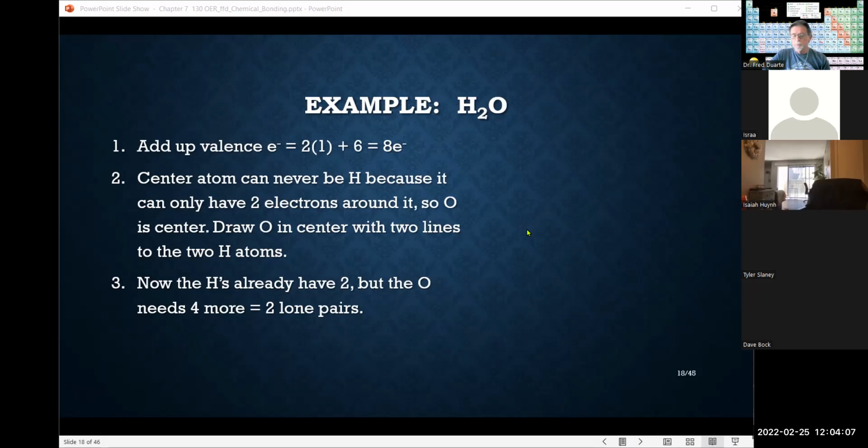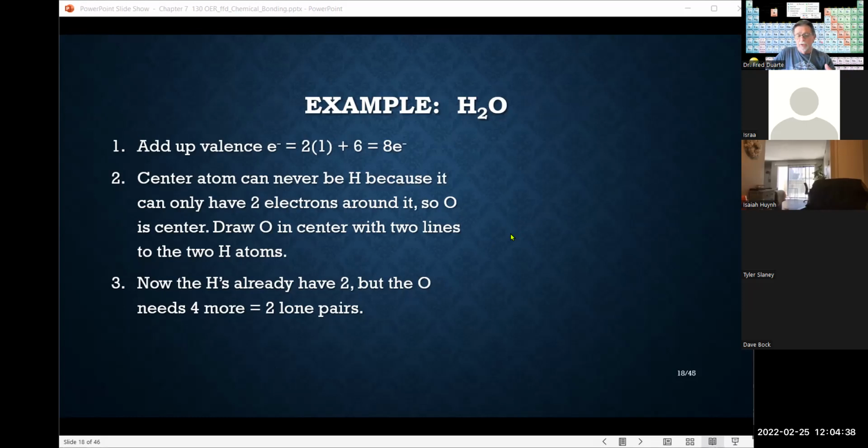Point number 2, what we do is we add up all of the valence electrons that each atom brings to the molecule. Okay, when you do that addition, you should have a number that is divisible by 2. If you don't, then maybe you wrote down the wrong number for the valence electrons. So go back and double check. You're always going to have a number divisible by 2.